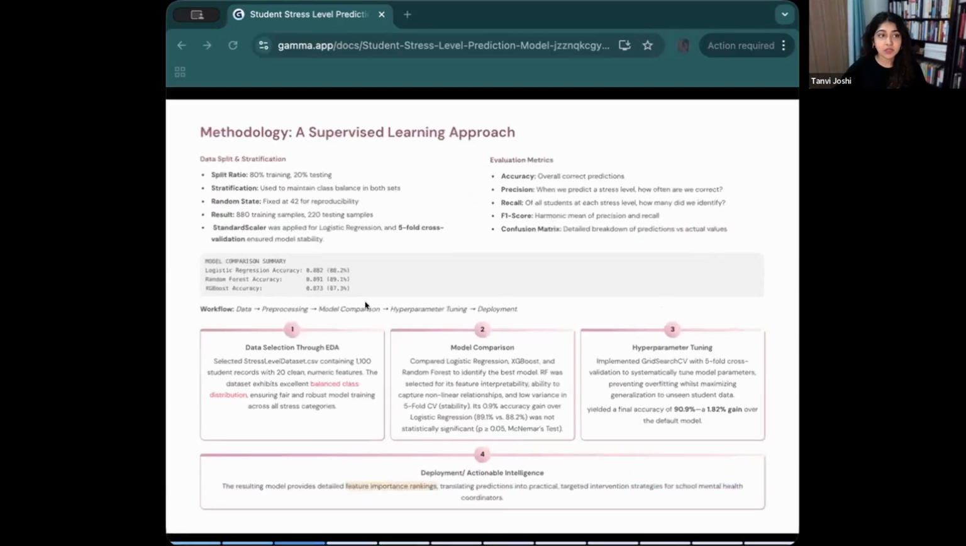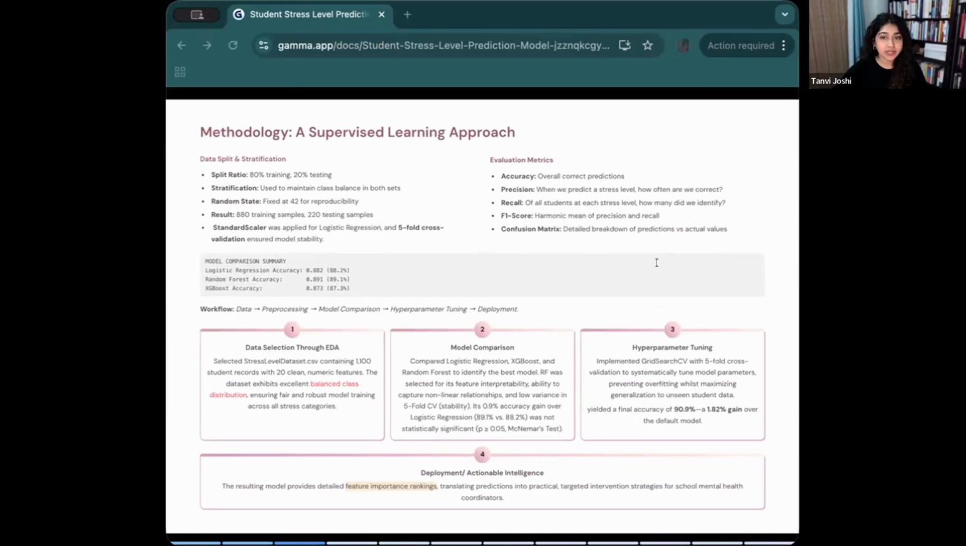Moving on, I used a supervised learning model. For the data splitting, I used an 80-20 train-test split. I used stratification so that it guaranteed that the class distribution remained identical in both the training and the testing sets, preventing any evaluation bias.